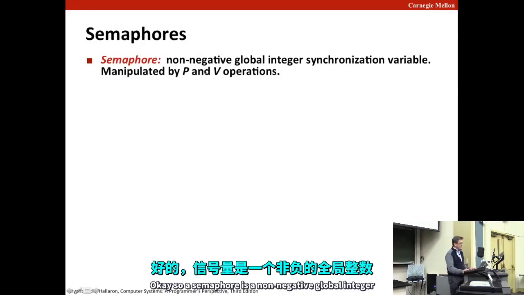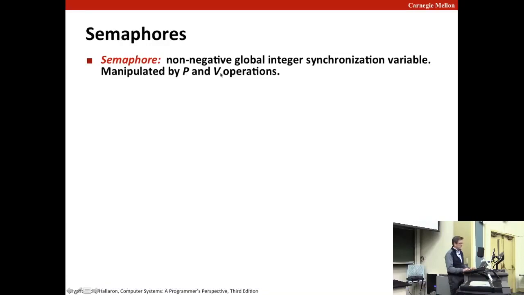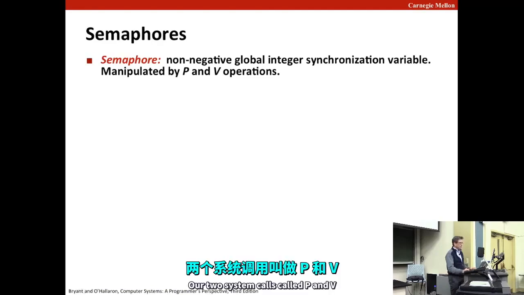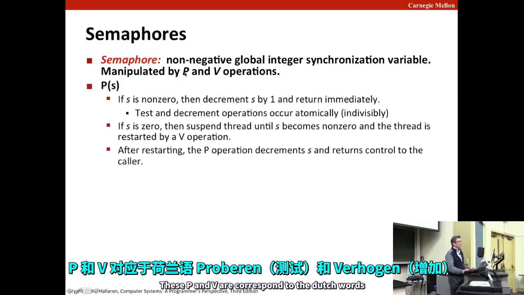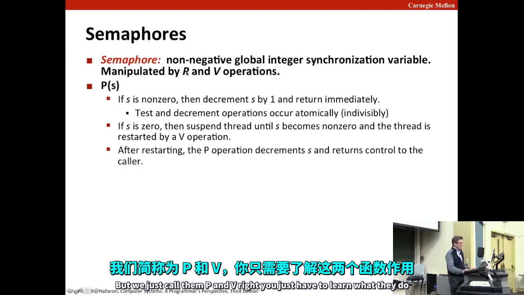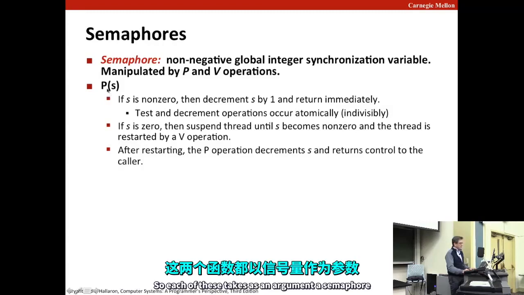Okay, so a semaphore is a non-negative global integer that's used as a synchronization variable by two kernel functions called P and V, or two system calls called P and V. These P and V correspond to Dutch words, but we just call them P and V, right? You just have to learn what they do. So each of these takes as an argument a semaphore.